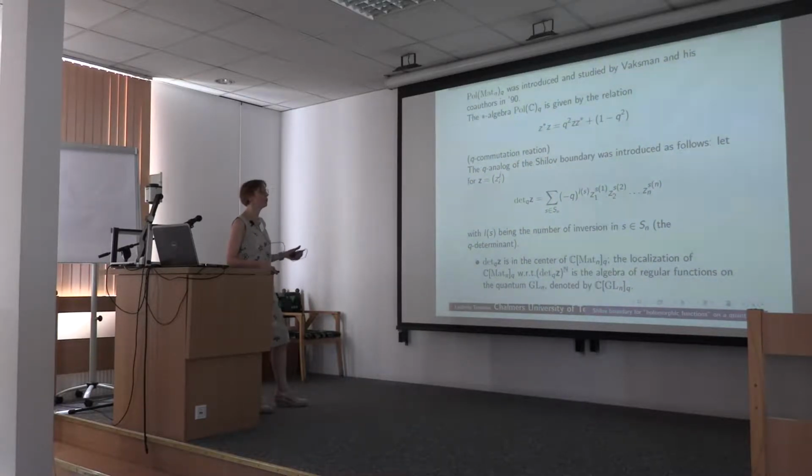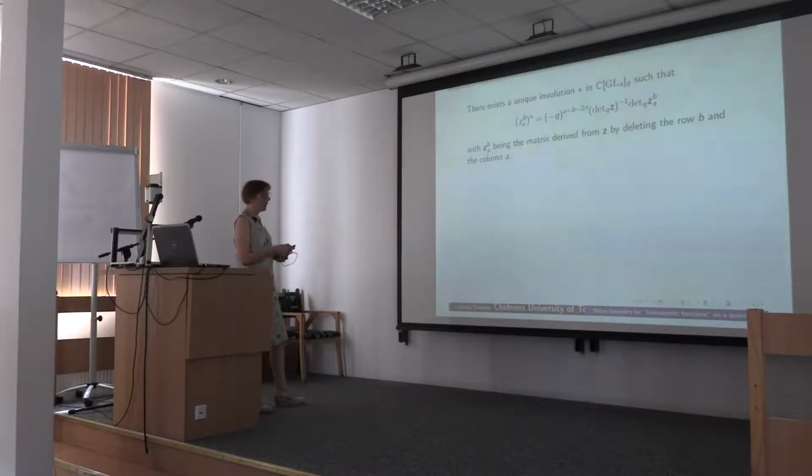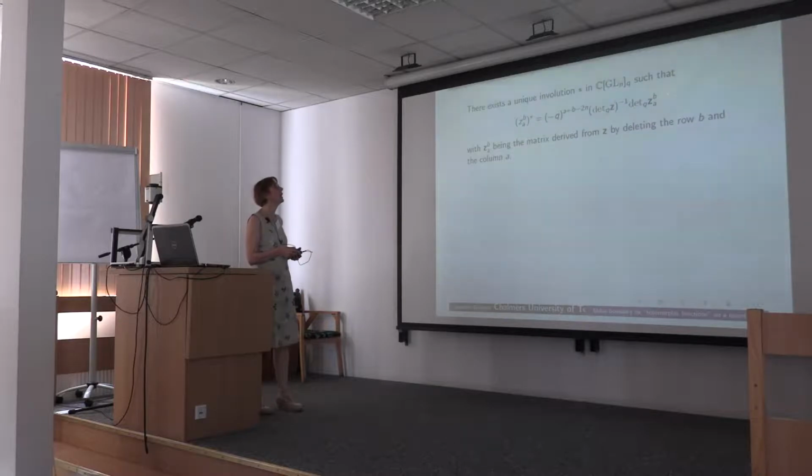So it's quantum invertible matrices, or the algebra of functions on quantum invertible matrices. On this algebra there is a unique involution star, which is defined in this way. Here, the matrix with indices AB is the matrix we get from the matrix C by just deleting the row B and the column A. Again, if q is equal to 1, this element is just the AB element of the inverse of the matrix.